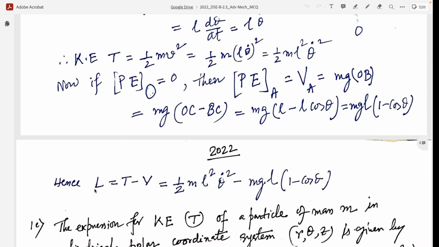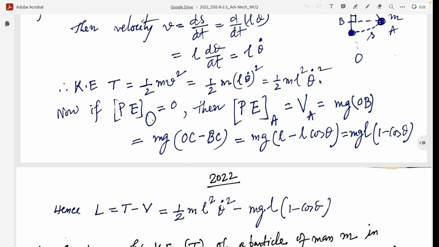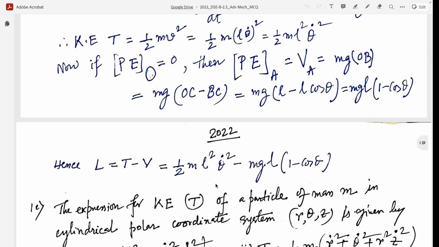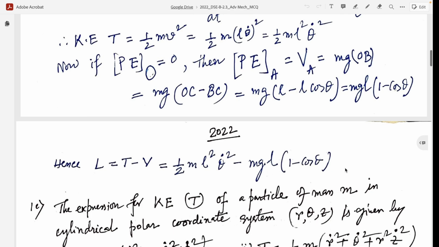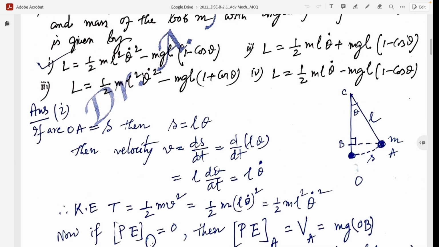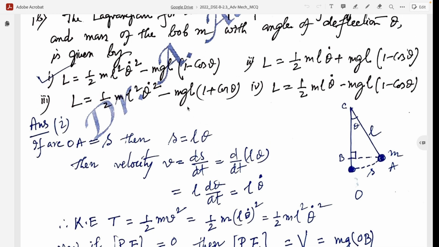Hence the Lagrangian L equals T minus V, kinetic energy minus potential energy. T equals half m l squared theta dot squared and V equals m g l (1 minus cos theta). Hence L equals this expression, and the first option is the correct answer.